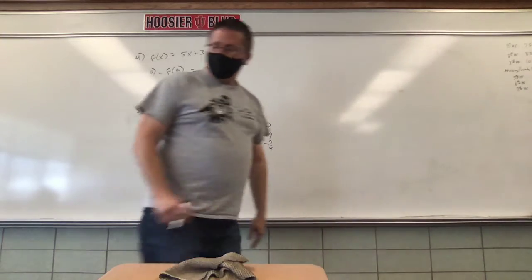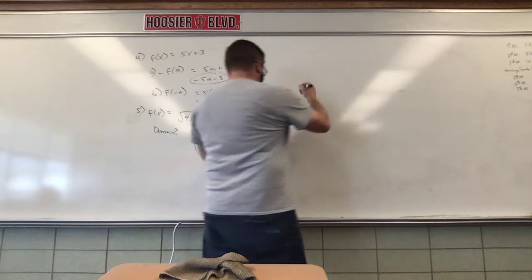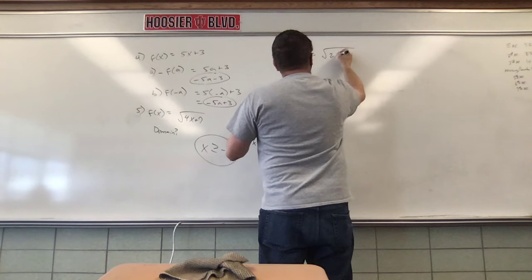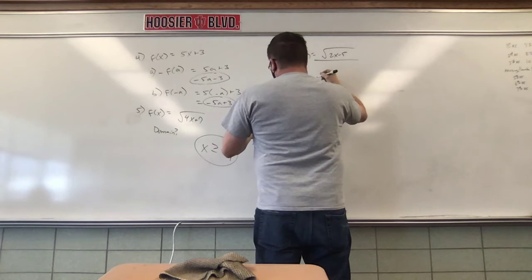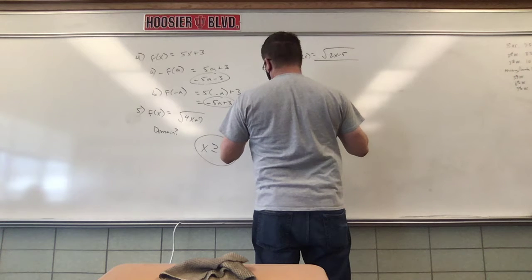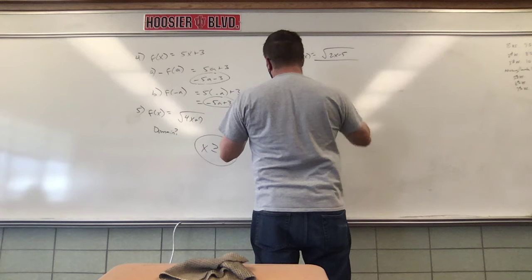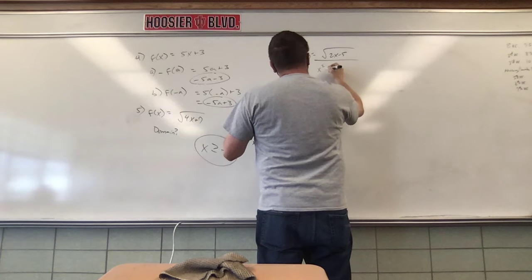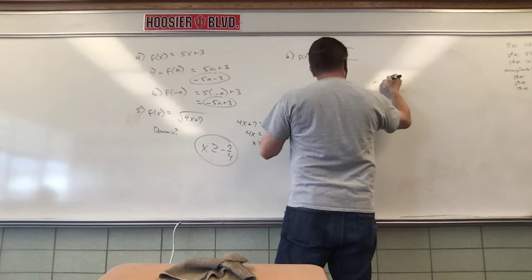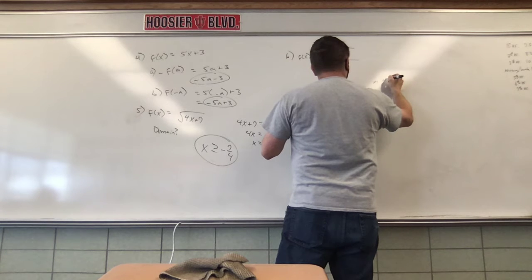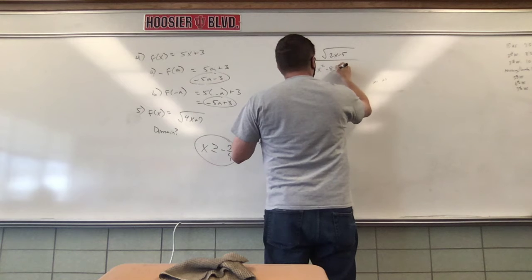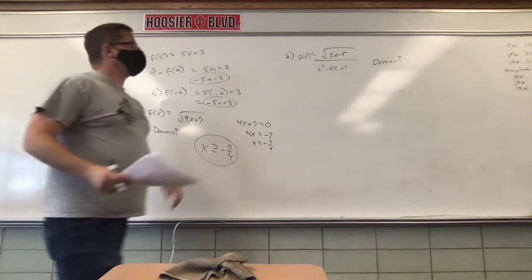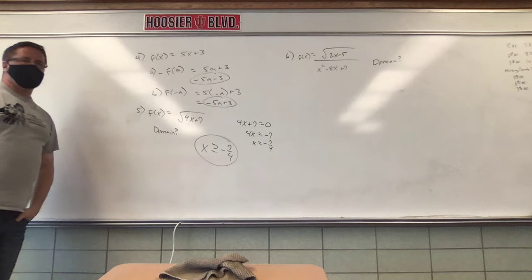Okay, next one. Number 6. How about f of x equals radical 2x minus 5 over, let's see, x squared minus 8x plus 7. Okay, what's the domain on this one? Okay, if I gave you radical 2x minus 5 over x squared minus 8x plus 7.